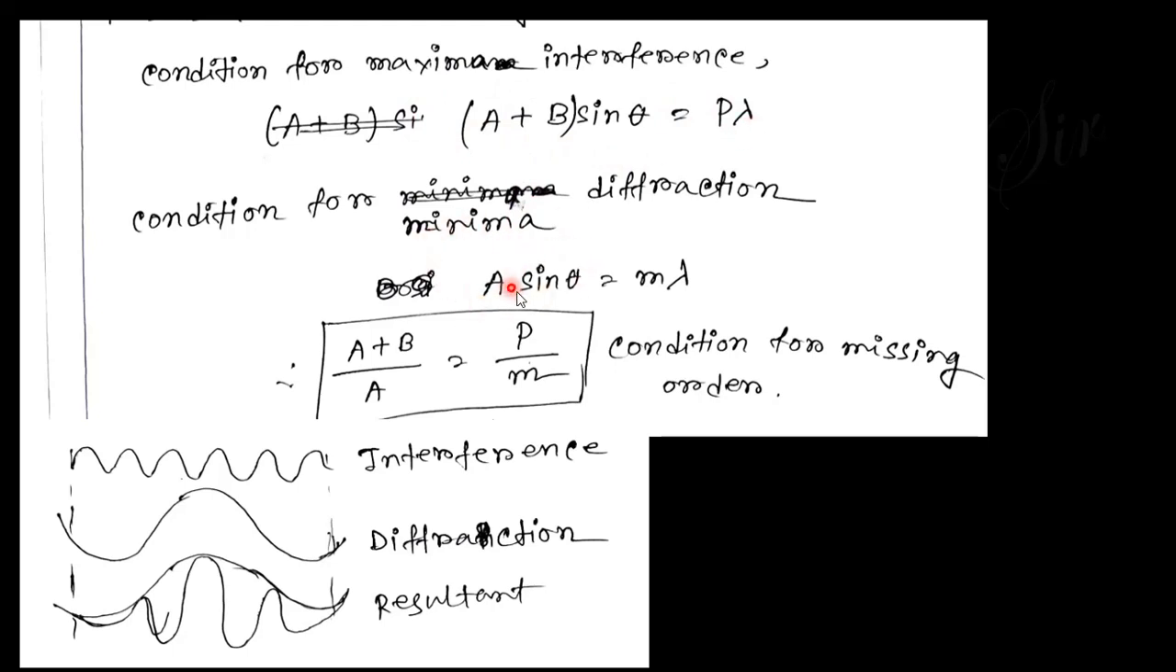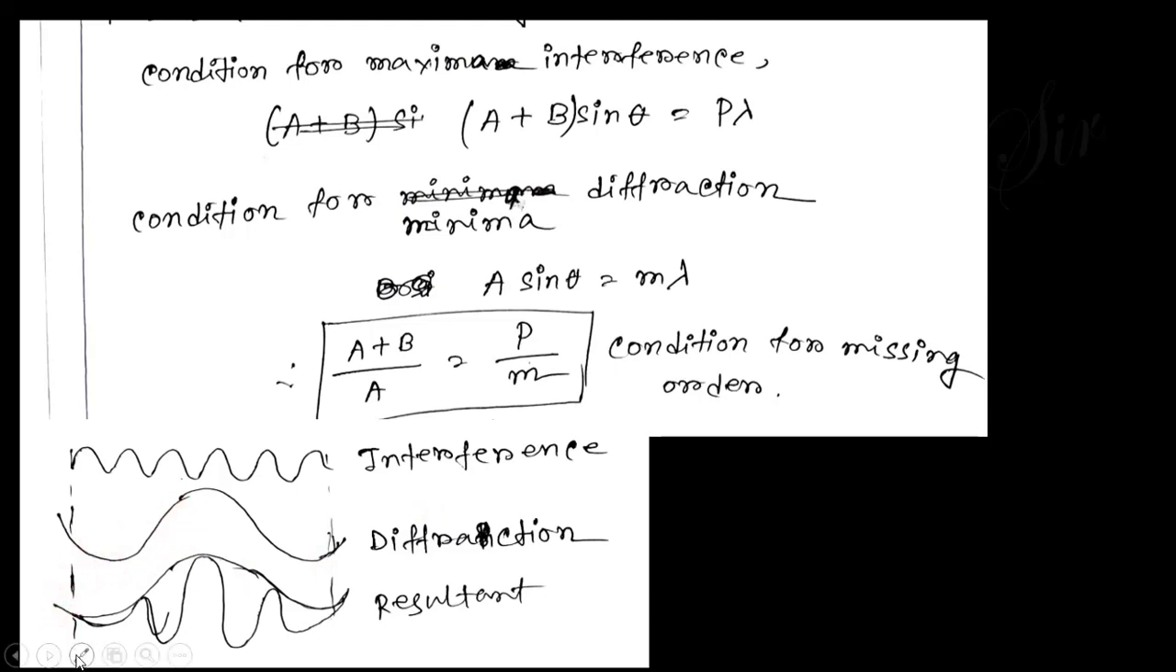This is the condition for maximum of the interference pattern, and this is the condition for minimum of the diffraction pattern. These two are superimposed, that is, both are satisfied simultaneously. So if you divide these two, you get (a+b)/a = p/m. This is the condition for the missing order. I think that is clear. Next one.